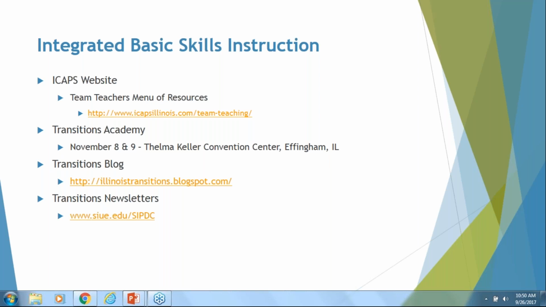And then also the Transition newsletter that happens 3 times a year. So if you want to go back and take a look at any of those being archived, those are there as well. So that's some different resources that are there for you.